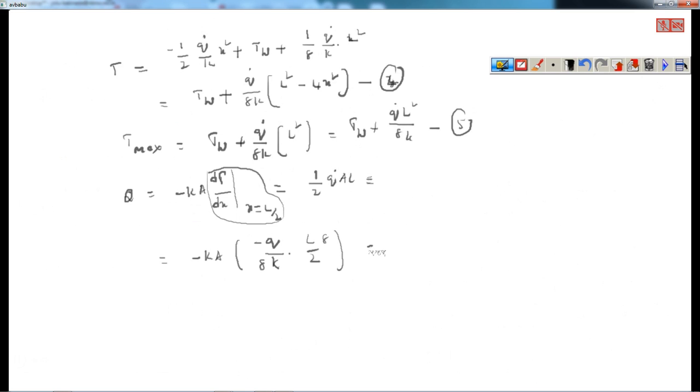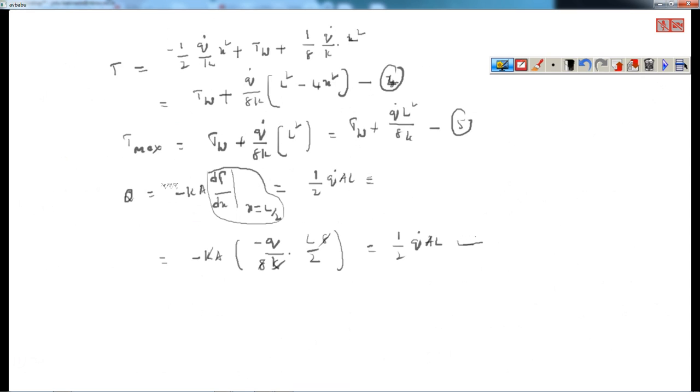So when the 8 gets cancelled, this is equal to q by K. And the K is there; this K also gets cancelled. This is equal to q dot AL. Right? This is the form you are going to get.